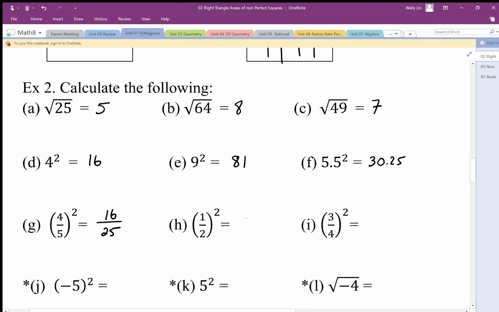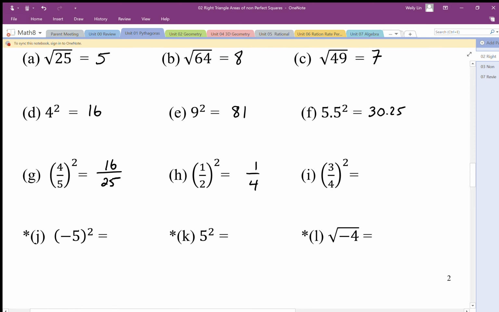Here my side length is 1/2, and if I square that, I get an area of 1/4. This one's easy to show because if I have a square here and I only take 1/2 along one side and 1/2 along the other side, I can see that I have only 1/4 of area. So there's 1/2 length, 1/2 length. If I square 1/2, there's my area. That's only 1/4 of a square.